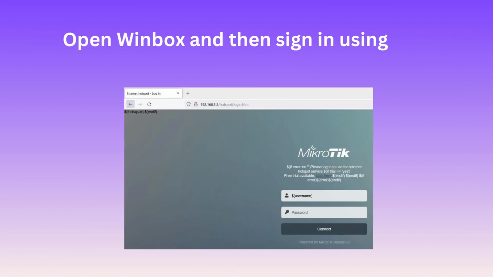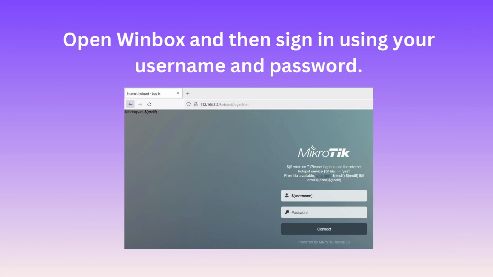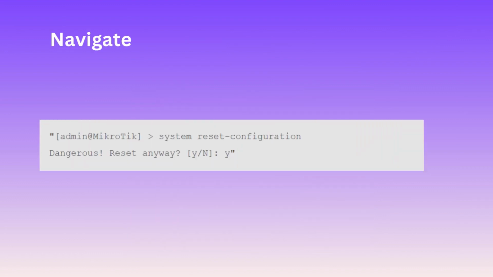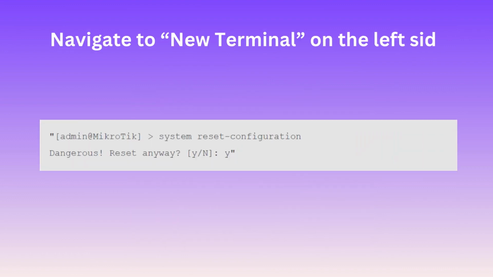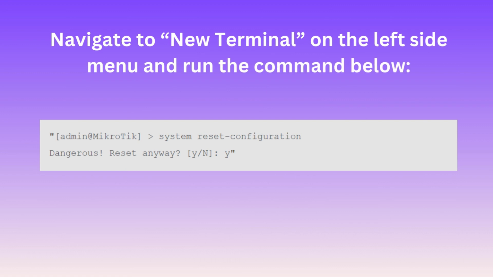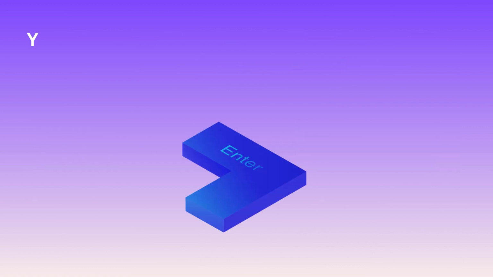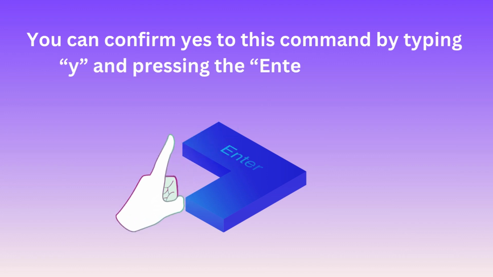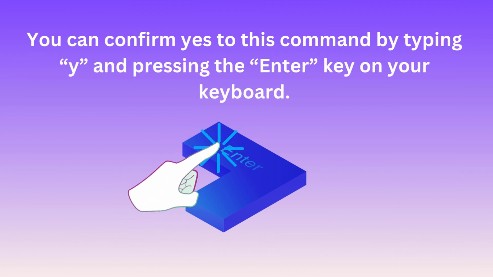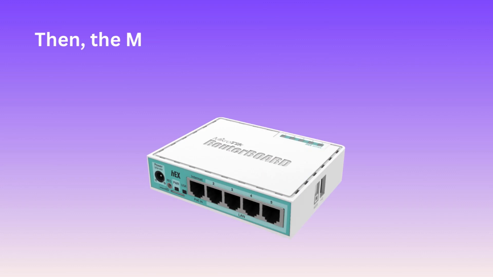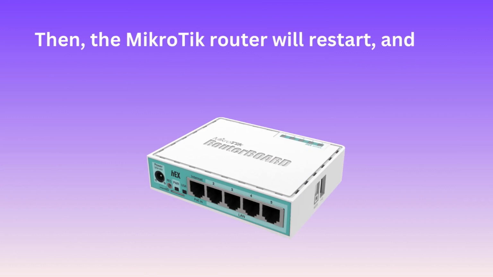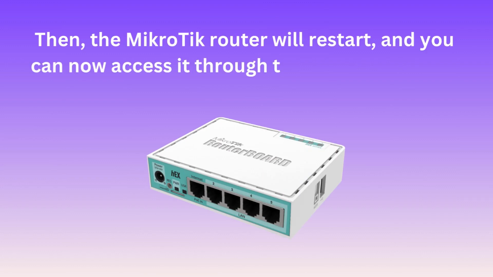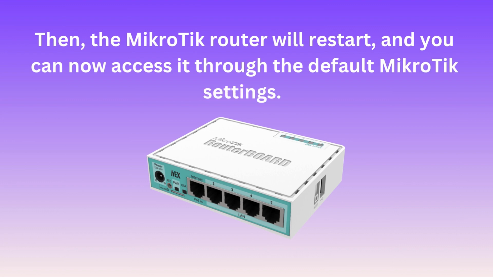Open Winbox and then sign in using your username and password. Navigate to New Terminal on the left side menu and run the command below. You can confirm yes to this command by typing Y and pressing the Enter key on your keyboard. Then, the Mikrotik Router will restart, and you can now access it through the default Mikrotik settings.